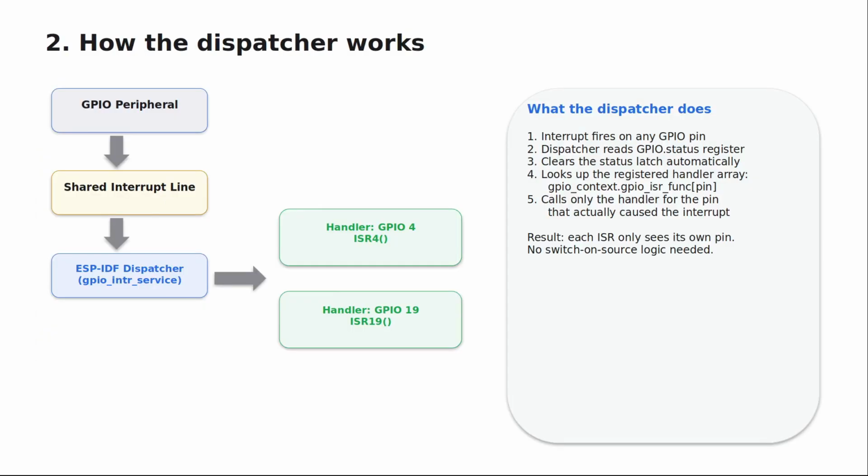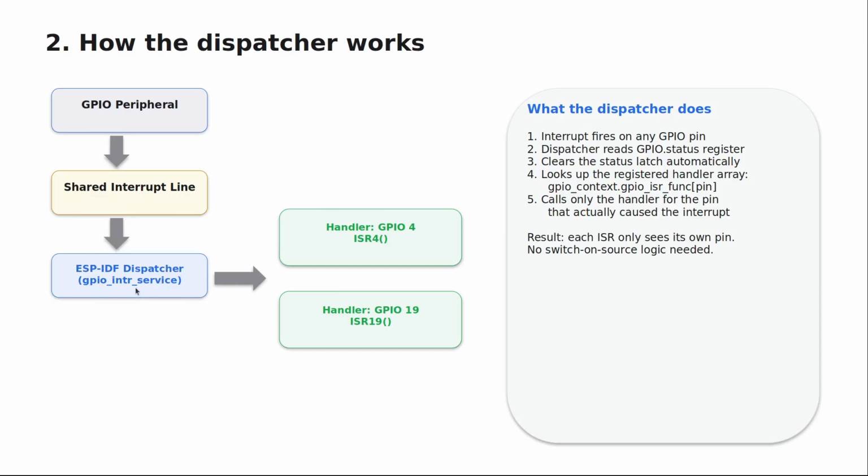How does the dispatcher work, and what exactly is the dispatcher? It's not any new hardware inside the ESP32. The GPIO peripheral is still generating the same shared interrupt as before. Only the software handling has changed.